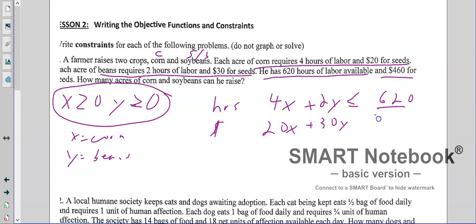And he only has $460. That's the most money he has. So like the previous one, it's going to be less than or equal. And that's it. That's all we're doing right there.